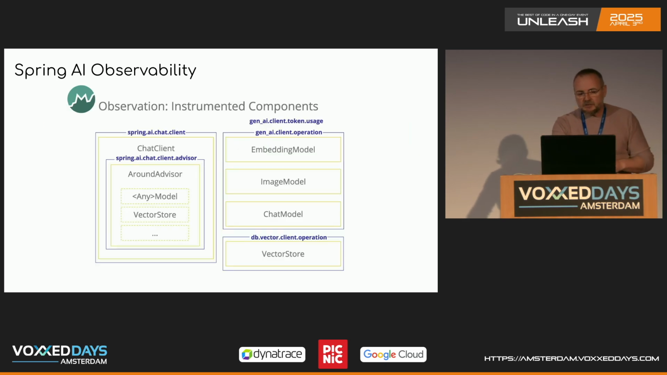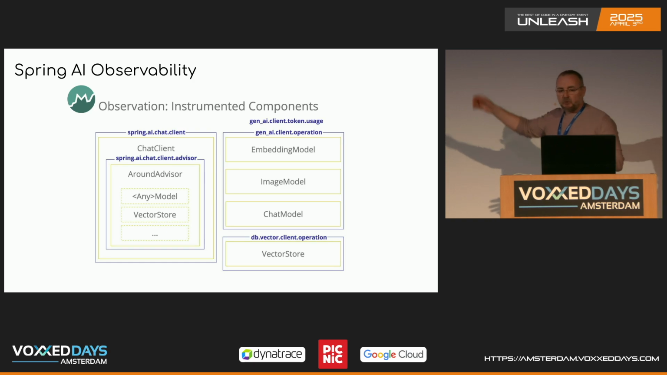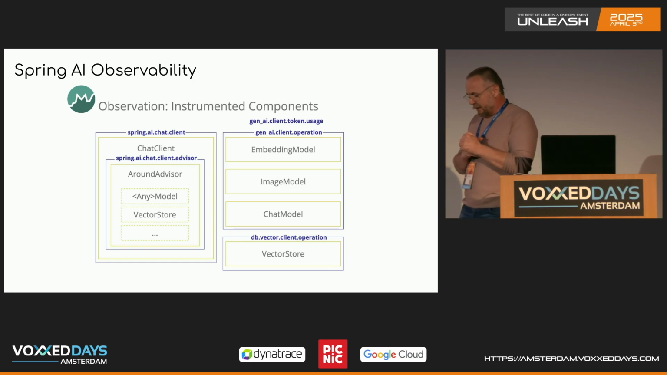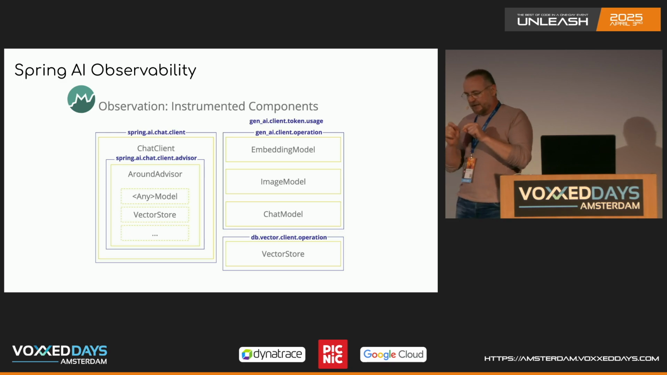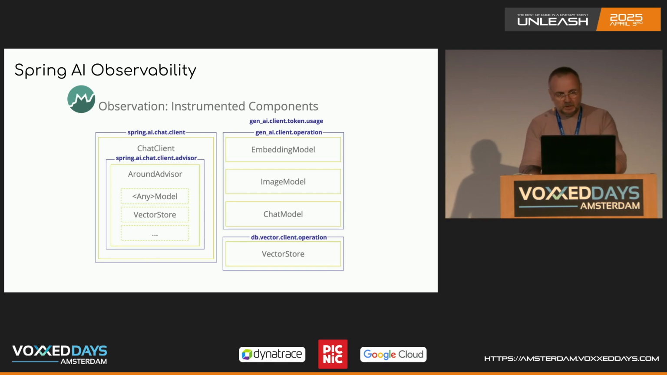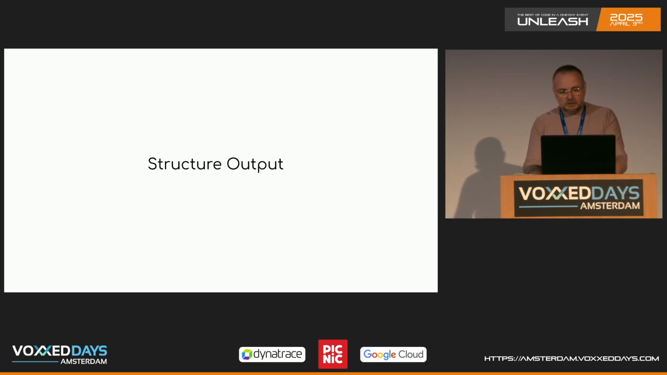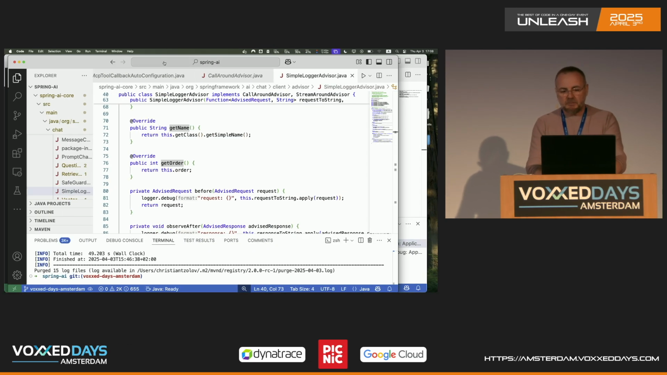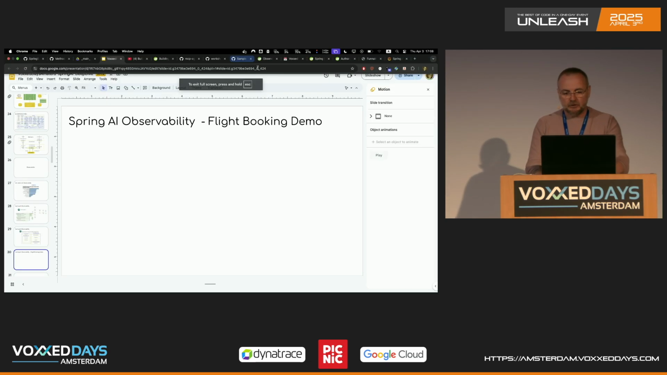So we saw this, and those are the components that are being instrumented and supported by Micrometer. The only thing missing right now is the tool calling underneath, but this would most likely happen in the next week or two. With this, we saw the flight booking. Any questions about observability, or anything else before we take the break?